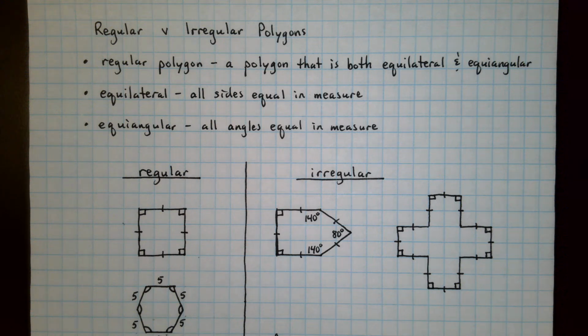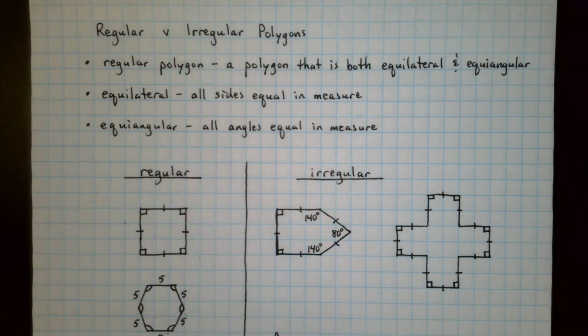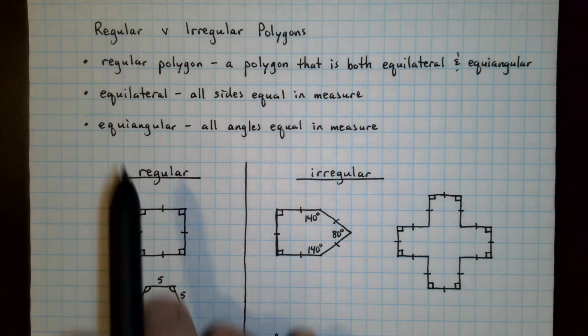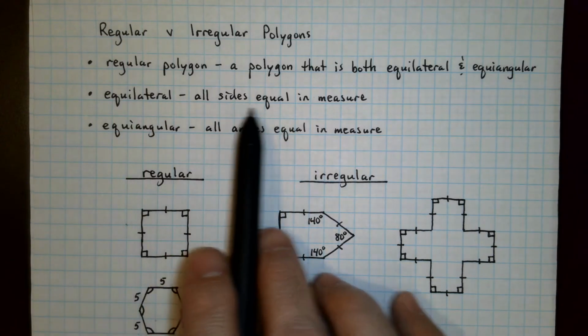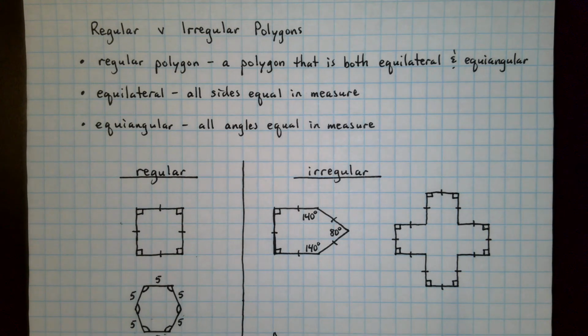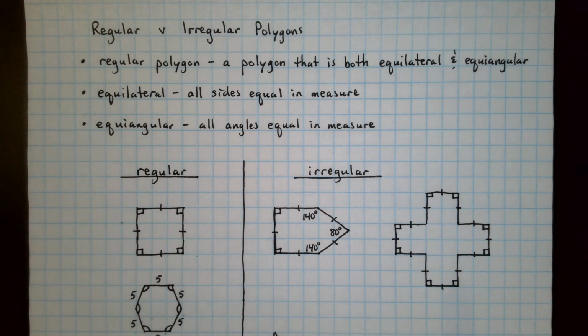Polygons can be classified as either regular or irregular. A regular polygon is going to be both equilateral and equiangular. Well, what do those words even mean? Equilateral means that the sides are all going to be equal in measure. Equiangular means that all of the angles will be equal in measure.